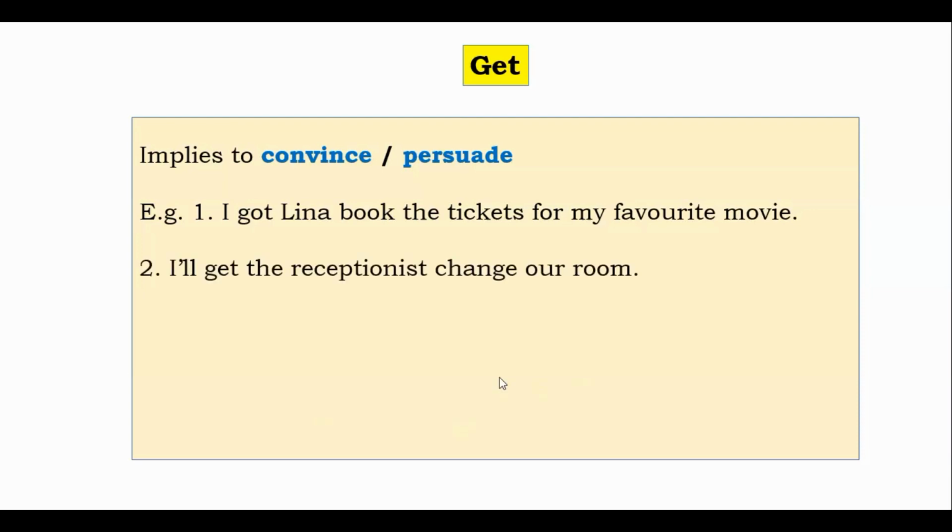favorite movie. Second one, I'll get the receptionist change our room. See, there are so many reasons that I did not like that room. So, I will go to her and convince her. Simply by asking it won't happen. Receptionist may not agree. So, I will cook up some stories or I will give her my genuine reasons and I will somehow convince or persuade her to change our room. That is what is, I'll get the receptionist change our room.